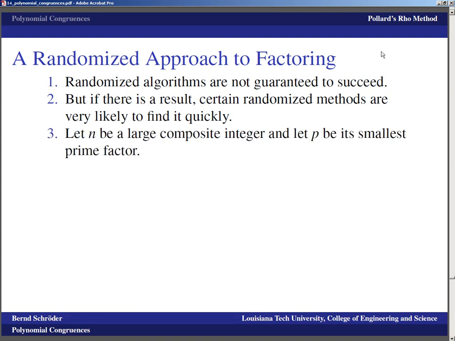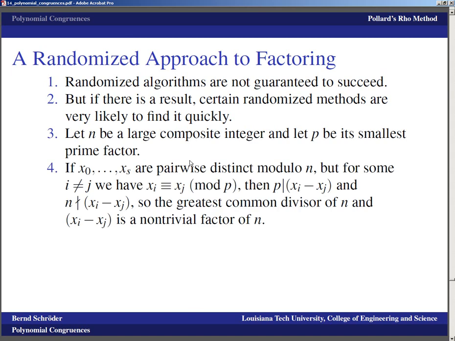And so one of them is Pollard's rho method, where we take a large composite integer n and let p be its smallest prime factor. If now x0 through xs are pairwise distinct modulo n, but for some i not equal j, we have that xi is equivalent to xj modulo p, modulo this prime factor, well then p divides the difference of xi and xj, and n does not divide the difference of xi and xj because both numbers are smaller than n, and that means the greatest common divisor of n and xi minus xj will be a non-trivial factor of n.